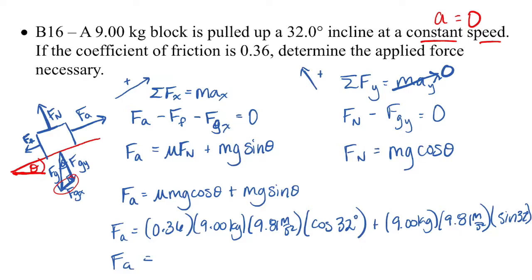Applied force. Let's figure out what that is. When you put that in your calculator, please make sure you put a big set of brackets here and do 0.36 times 9 times 9.81 times cos 32, close bracket, plus another big bracket, 9 times 9.81 times sine 32, close that bracket. And you should get 74 newtons. There is your applied force.